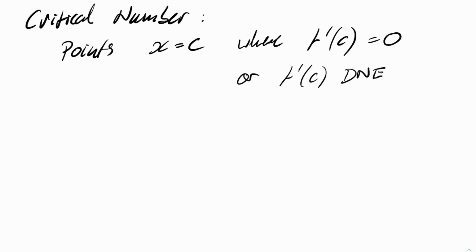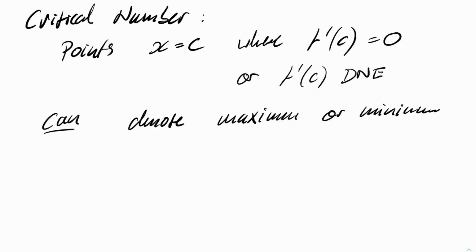So in fact, this is called a critical number of a curve. A critical number is a point on a curve x equals c where the first derivative at x equals c is equal to zero or does not exist. This is called a critical number, and it can denote a maximum or a minimum of the function. That is, they can split regions where the curve is increasing or decreasing. So knowing where these critical numbers are is really important for sketching a curve.